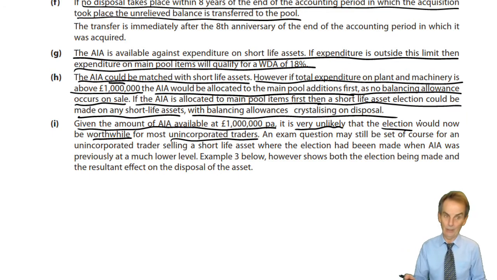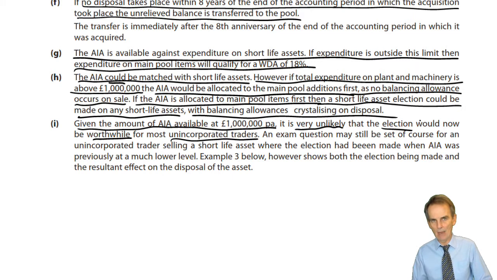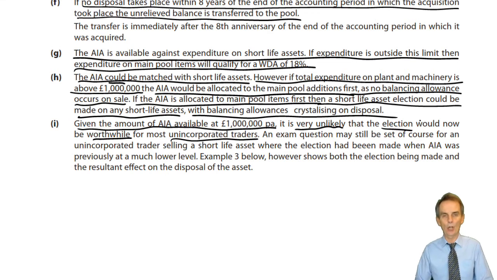Only to repeat for the last time, sorry to keep repeating, but just so you can get your head around this, we're only going to consider making the claim where expenditure is in excess of the AIA limit, and we have within that total expenditure that would rank for AIA and the main pool, what we recognise to be a short life asset and one with a low residual value. That is the one to be separated out and kept in its own short life asset column.